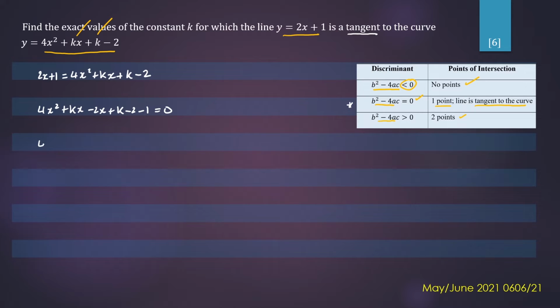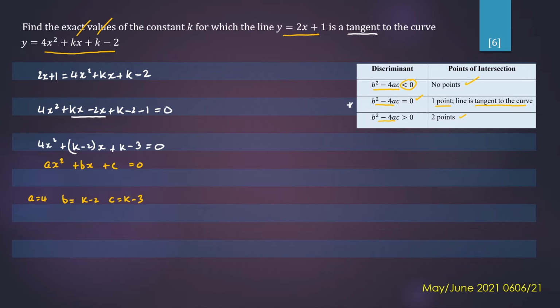In the next line, we'll write 4x squared, and these two terms will combine, and I'll write k minus 2 in brackets and put x on the outside. So essentially I've factorized out the x. And this is k minus 3 equals 0. We can compare that to our quadratic equation, which is ax squared plus bx plus c equals 0. So we can see that a is equal to 4, b is equal to k minus 2, and c is equal to k minus 3.